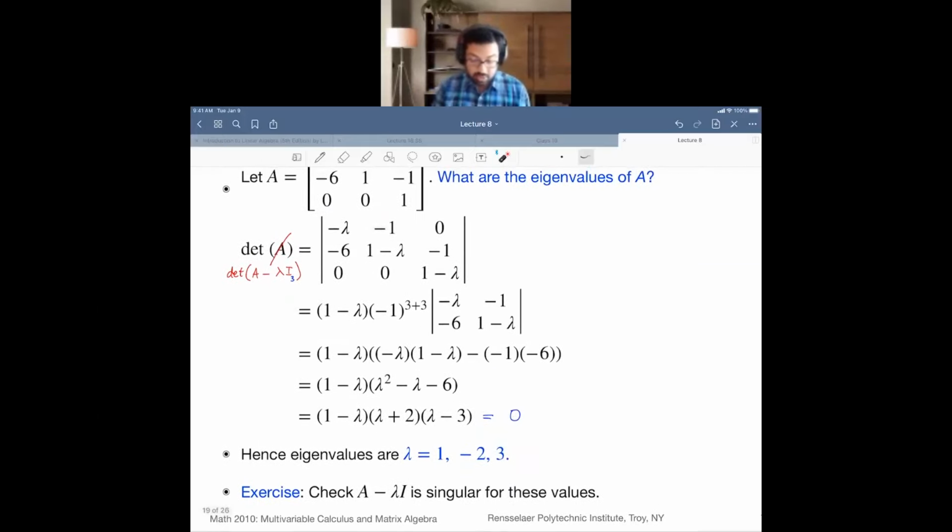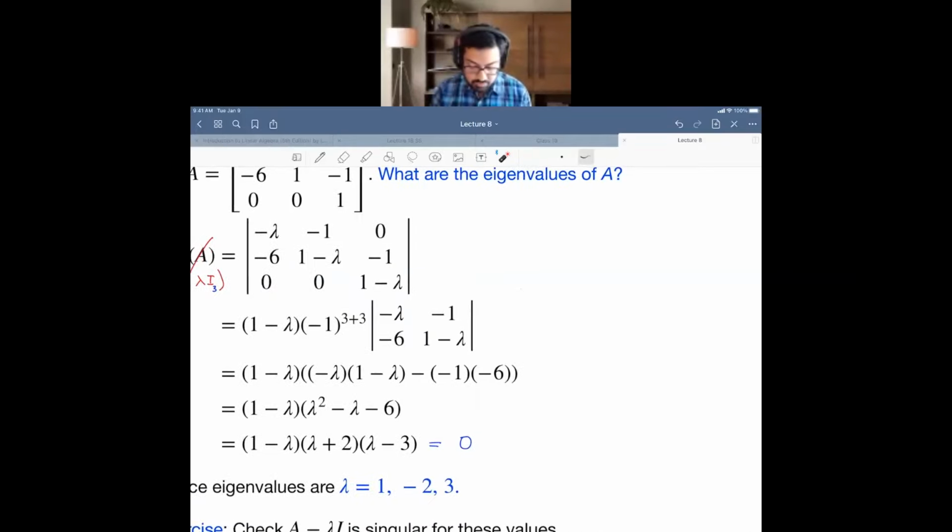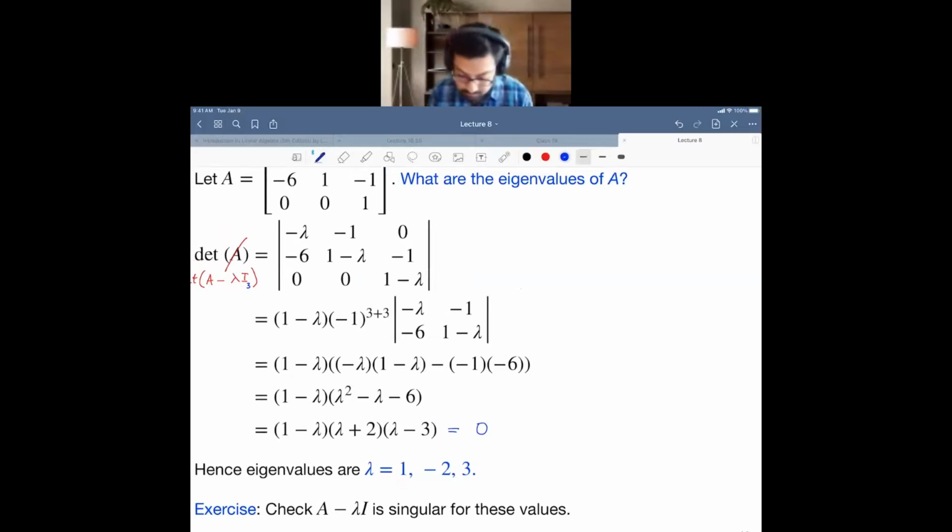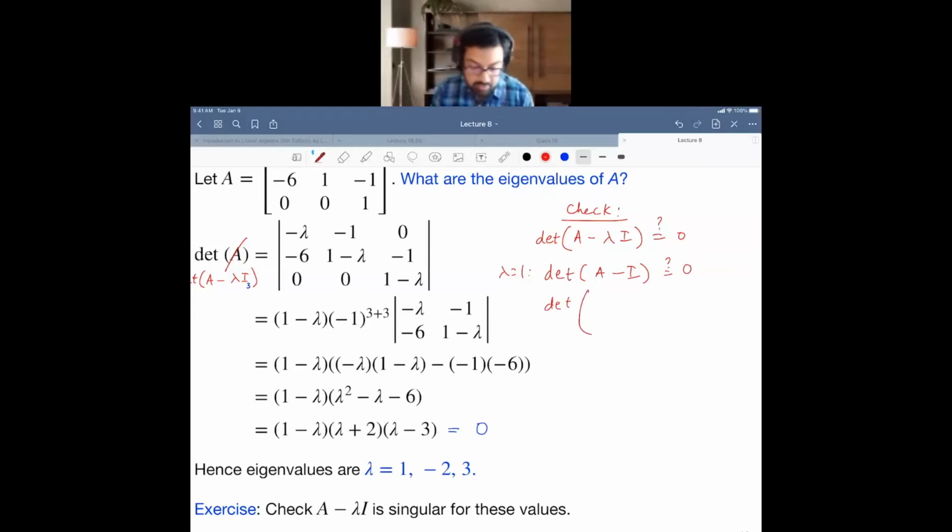Next, you can quickly check it. The way you check it is, take A minus lambda I and check whether it is singular or not. Say we do it for lambda equals 1. When lambda equals 1, the way you check is, is the determinant of A minus lambda I equal to 0 or not? One of the solutions we got was lambda is 1. So you say, for lambda equals 1, does the determinant of A minus I go to 0 or not? The determinant of A is given to us, minus I.